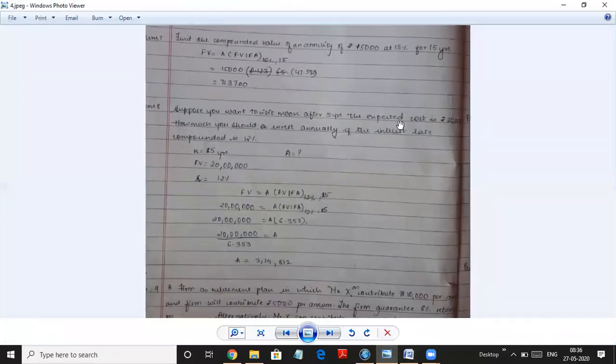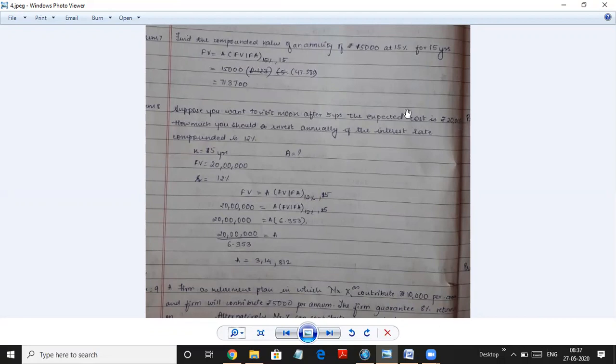You can also do many other things with these, like you can find the annuity value itself. So let's see how it is to be done. Suppose you want to visit the moon after 5 years. So N is 5 years. The expected cost is 20 lakh. So after 5 years, you will need 20 lakh. So that's your future value.